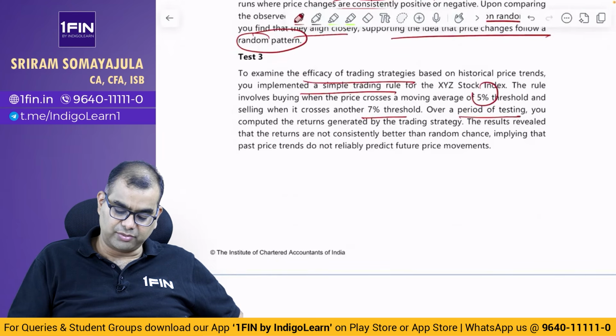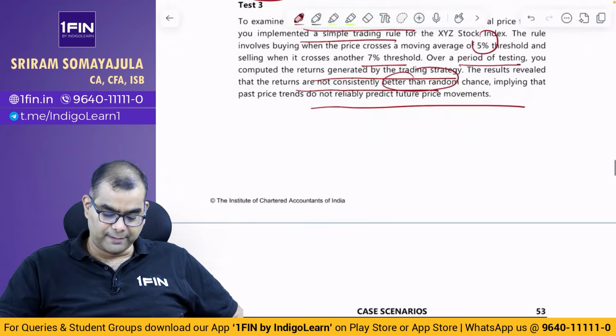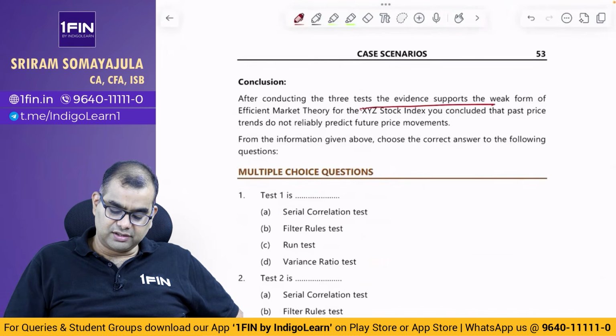Over a period of testing, you compute returns generated by the trading strategy. Results reveal that returns are not consistently better than random, implying that price trends do not reliably predict future price movements. After conducting the 3 tests, the evidence supports the weak form of efficient market theory for XYZ. You concluded past prices do not reliably predict future prices.